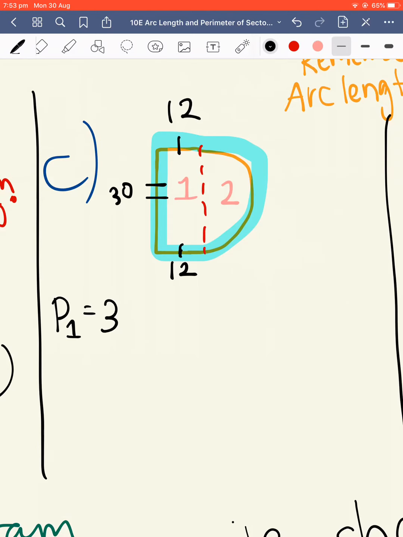So our perimeter one is 30 plus 12 plus 12, so 42, 54. Okay, so that is 54 and whatever the units are.